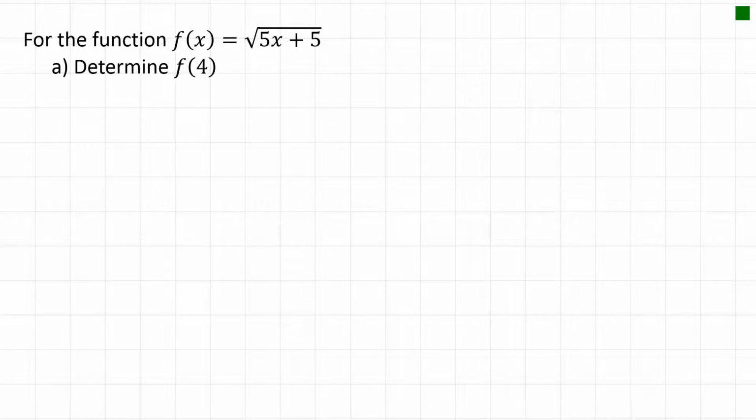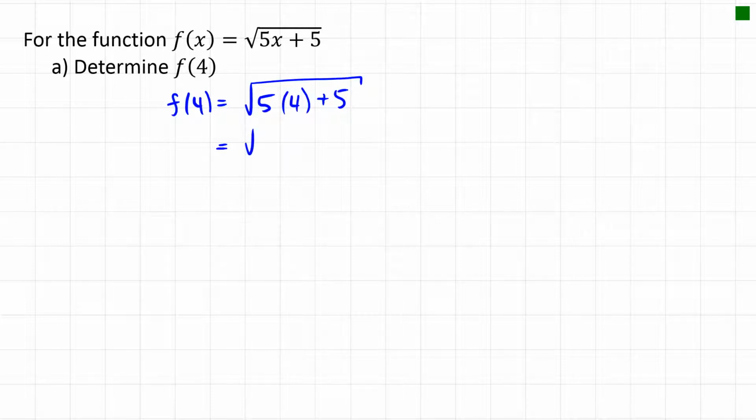So for the function f of x equals the square root of 5x plus 5, we're going to start by finding f of 4. So we're replacing x with 4. So that would be 5 times 4 plus 5, and the square root of all of that.